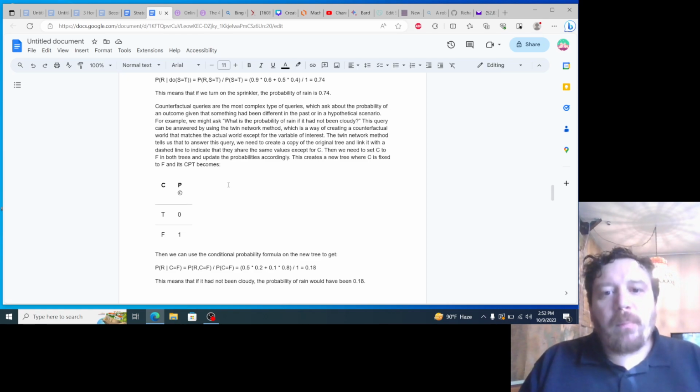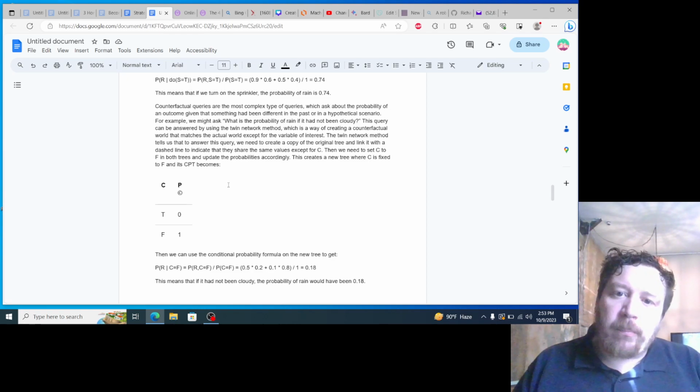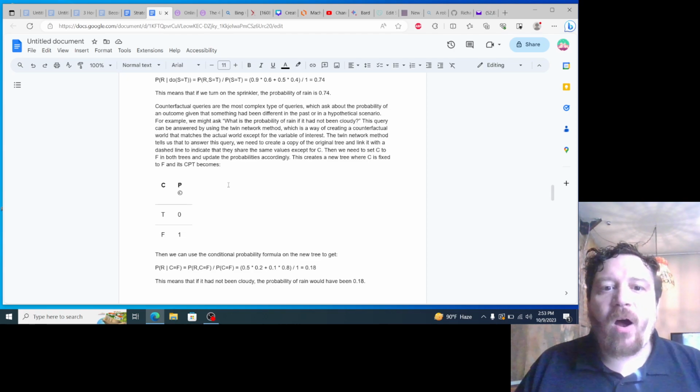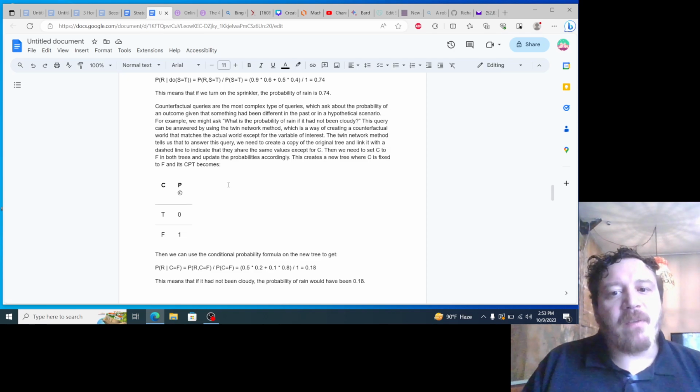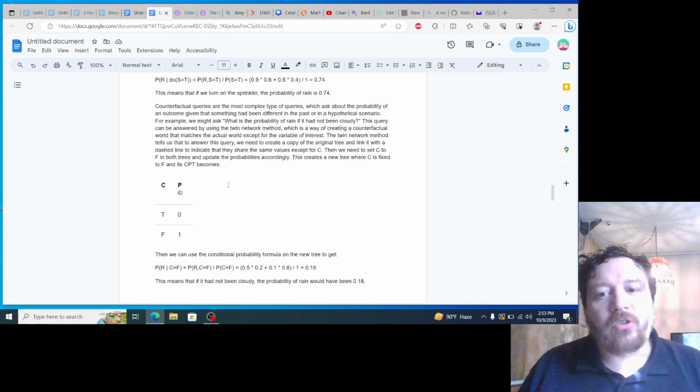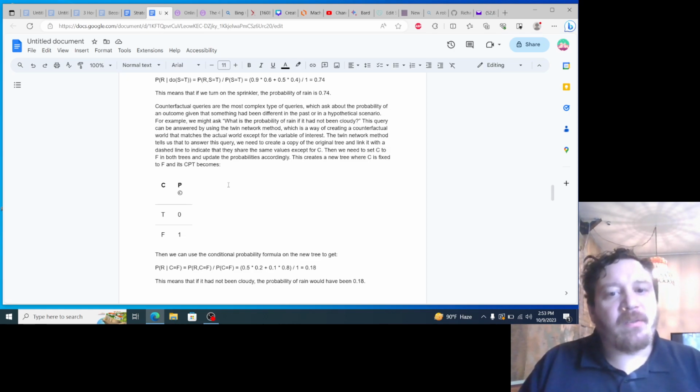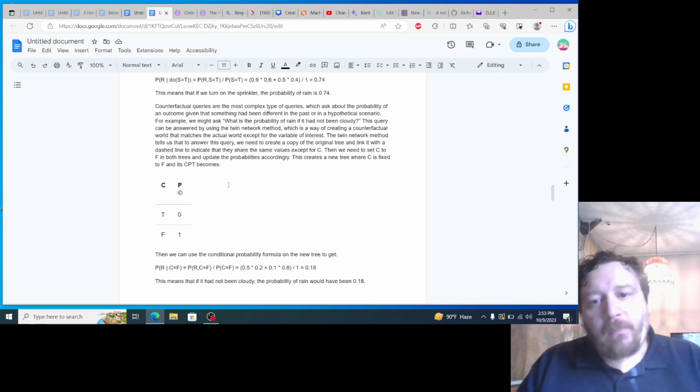For example, we might ask, what is the probability of rain if it had not been cloudy? This query can be answered by using the twin network method, which is a way of creating a counterfactual world that matches the actual world except for the variable of interest. The twin network method tells us that to answer this query, we need to create a copy of the original tree and link it with a dashed line to indicate that they share the same values except for C. Then we need to set C to F in both trees and update the probabilities accordingly.